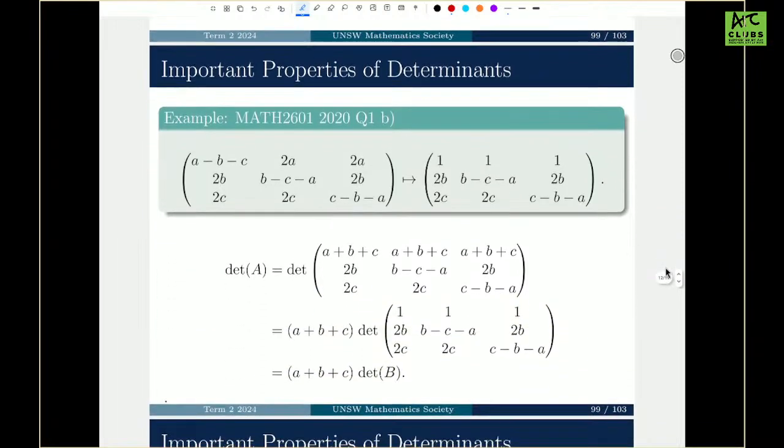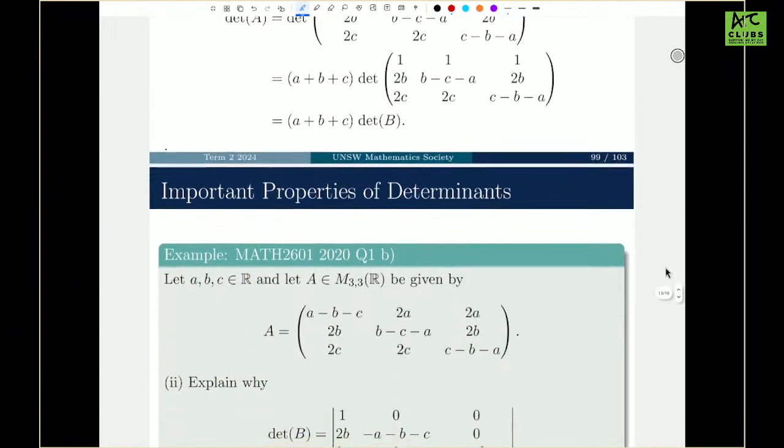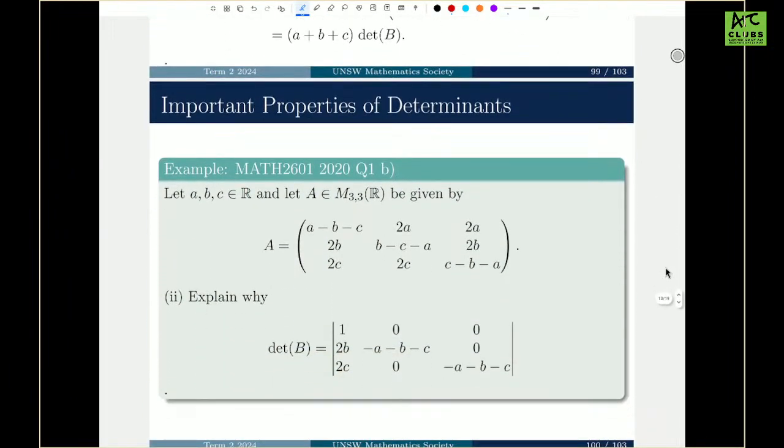And yeah, we can pull the A plus B plus C out when we take the determinant, and we just say it's the determinant of B. So hopefully that makes a bit of sense. Now, the next part, we're not done just yet. We want to explain why the determinant of B is equal to this.